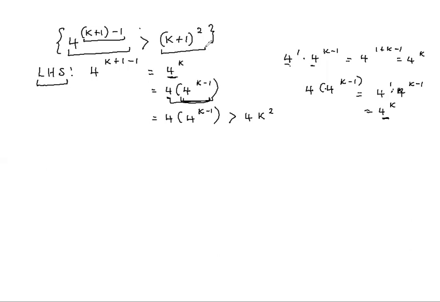Now, if we want to relate the left-hand side with the assumption, then we must have 4 to the power k minus 1. So we try to play a bit of mathematics here to get 4 to the power k minus 1, which is just multiplying it by 4. But the assumption is saying 4^(k-1) is greater than k squared. So we can put a greater and replace the 4^(k-1) with k squared. So we have this statement.